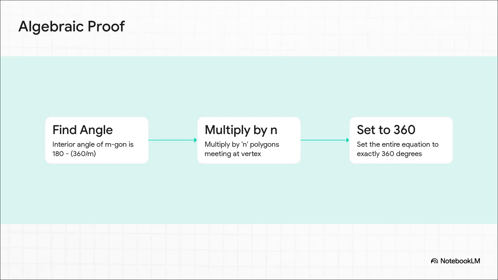So, how does this translate into algebra? It's actually highly logical. Step 1, we establish that the interior angle of any regular polygon with m sides is 180 minus the fraction 360 over m. Step 2, if we have, say, n number of these polygons meeting at a single vertex, we just multiply that interior angle by n. And step 3, because they absolutely have to form a full circle, we take that entire equation and set it equal to exactly 360 degrees.